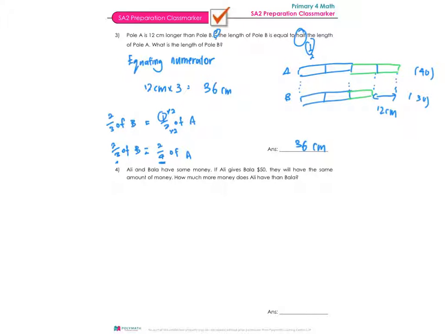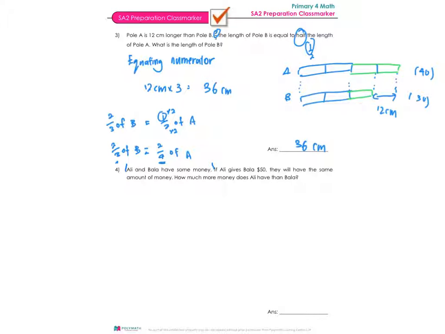Ali and Bala have some money. If Ali gives Bala $50, they will have the same amount of money. How much more money does Ali have than Bala? If Ali gives Bala $50, they will have the same amount of money. There are 2 ways you can do it. If you need the model, draw the model, but you have to work backwards because you do not know at first how much Ali and Bala have.